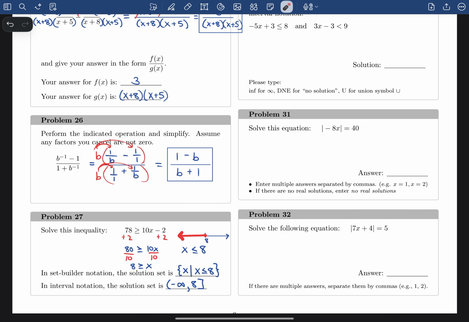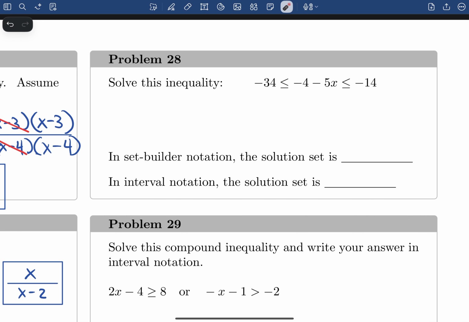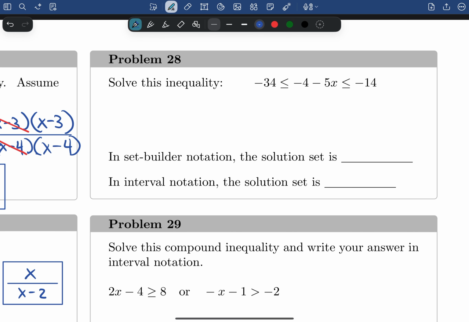All right, moving forward into problem number 28. Solve this inequality, and it's a double inequality. I have negative 34 is less than or equal to negative 4 minus 5x, which is less than or equal to negative 14. This is a double inequality. And we want to get x by itself in between the lower and upper bounds. And we can do all the same operations that we're used to. There's only one detail that you need to remember when dealing with inequalities. When you divide by a negative number across the inequality, it flips the inequality's direction. And in a double inequality, it'll flip both the inequality's directions. Let me show you, because it's going to happen.